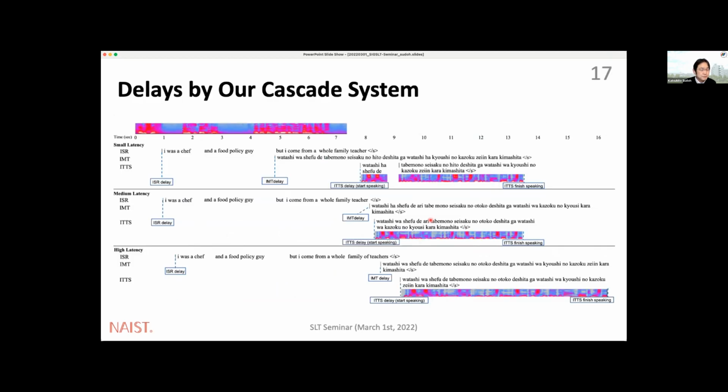Okay, so this shows the delays of our cascade system. This is the start of the talk, and in the low latency condition, the ASR delay is about 1 second, the IMT delay 4 seconds, and the ITTS delay about 3 seconds. And this is an ear-voice span of about 8 seconds here. And this is the first TTS output for the first phrase in Japanese, and this is the output for the second phrase.